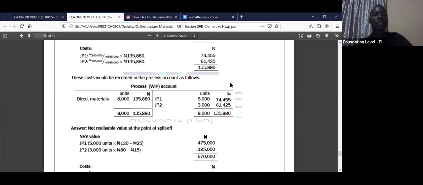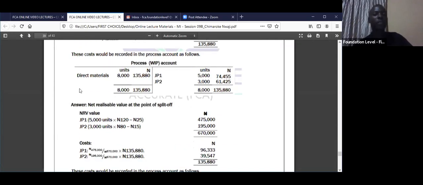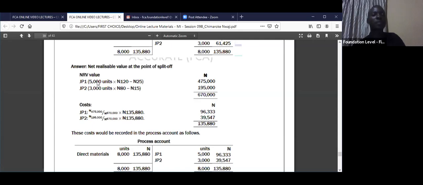Now let's look at net realizable value. We are told before that the 5,000 units would have been sold for 120 naira. That is how much it is going to be sold for when you finish processing, after you have incurred a processing cost of 25 naira. So 120 minus 25, and for the other, 80 minus 15. When you subtract, you multiply, you get these answers. And when you add them, you get this.